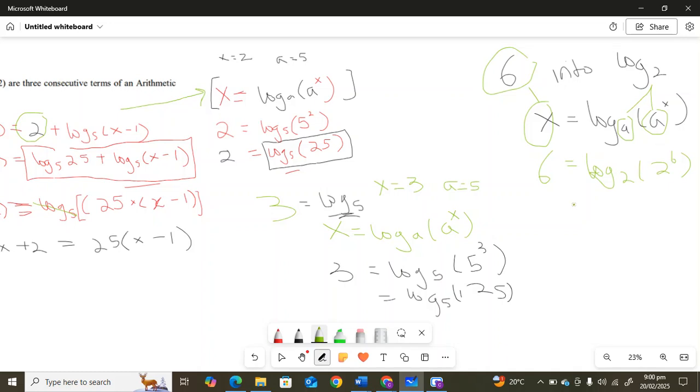Let me check on it. 2 to the power 6. 2 to the power 6. Remember, when you say something parallel, it causes confusion in the class. 64? Yes, 64. So 6 can be written like this in log 2.